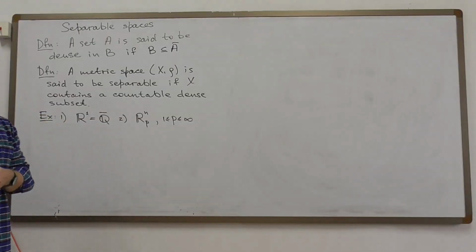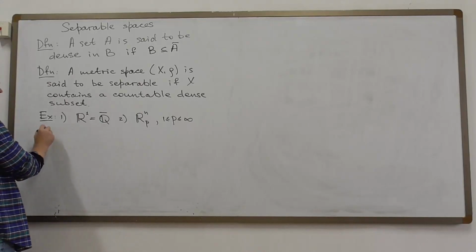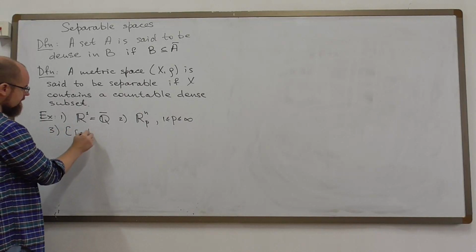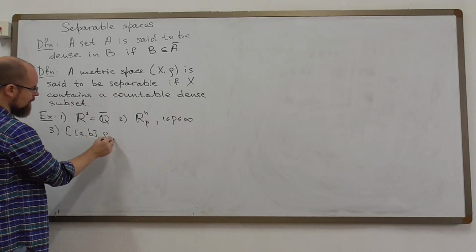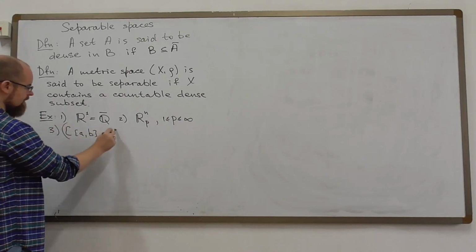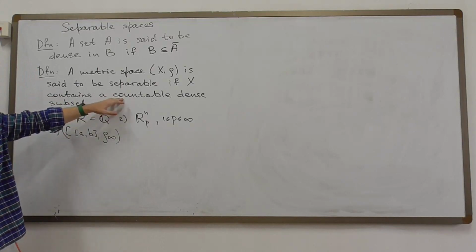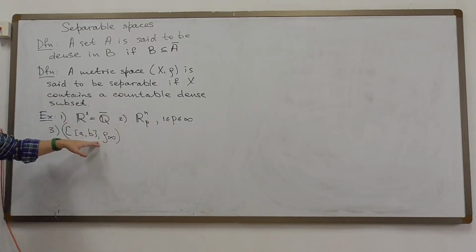Another example is the space of continuous functions on the interval [a, b] with the uniform norm, with rho infinity. So this space is also separable, and the countable dense subset in this one is the set of all polynomials with rational coefficients.